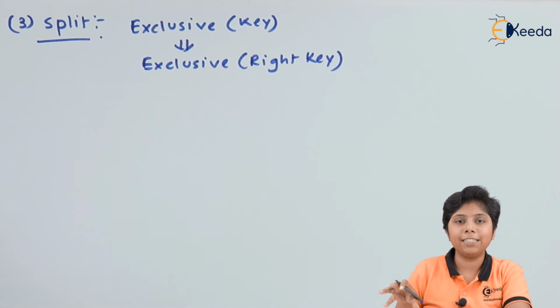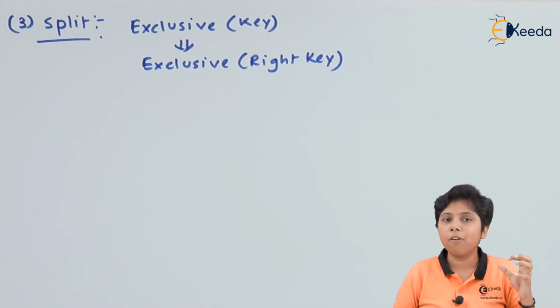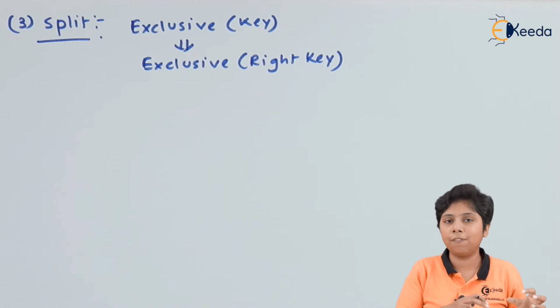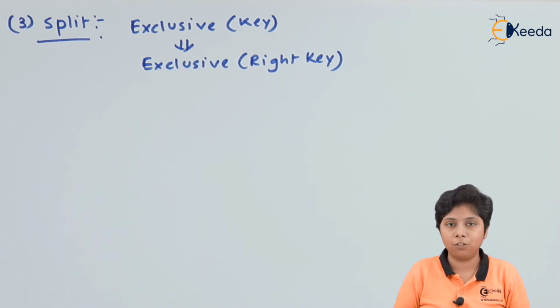Now after the right key is exclusively locked, it will be made the new original node, and the original node, as we have said, will be my left child node, and part of the left child node will be my right child node. So now we need to acquire one shared lock for the left child node.